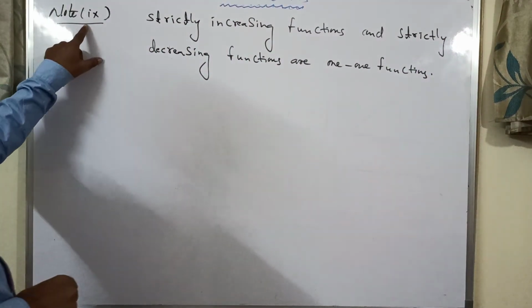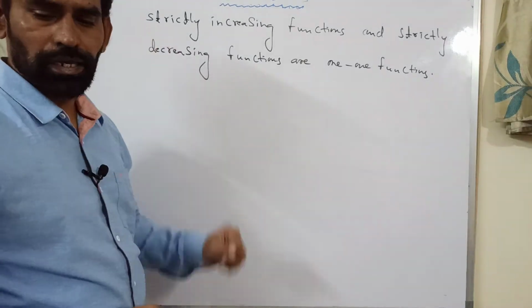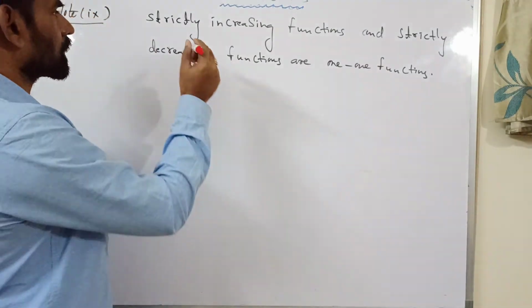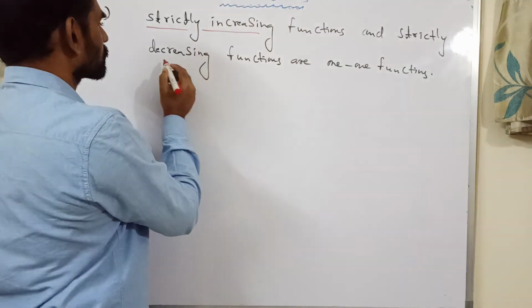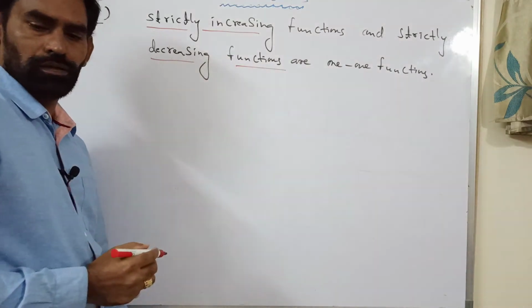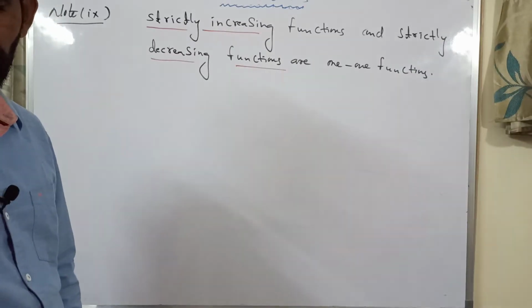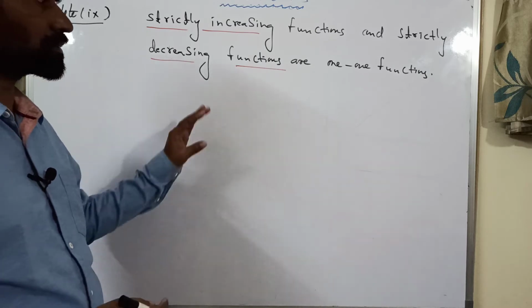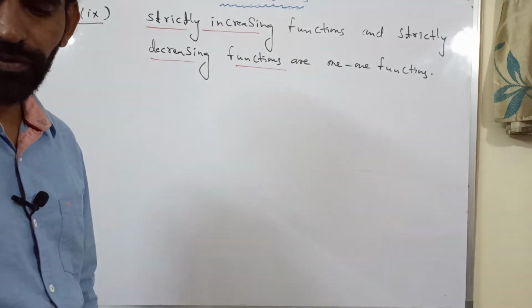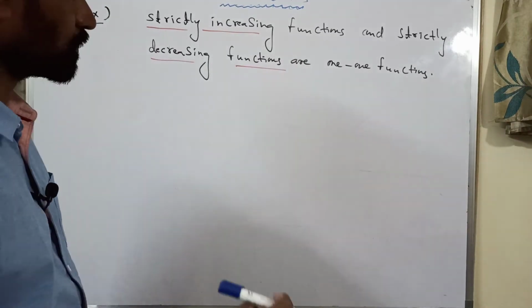This is note number 9 here, listen. Strictly increasing functions and strictly decreasing functions. How to show whether it is increasing and decreasing we will discuss in the calculus chapter. So using the graph you can understand what strictly increasing function means.